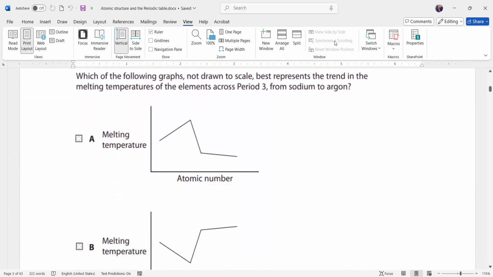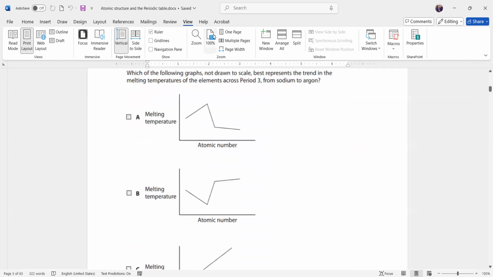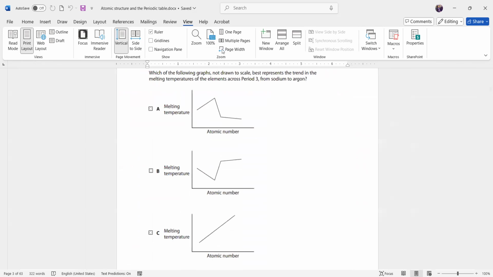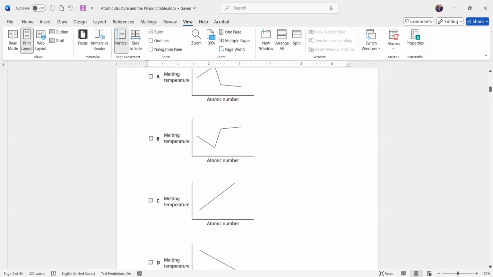Question 5. Which of the following graphs, not drawn to scale, best represents the trend in the melting point of elements across the period? What generally happens to the melting point? It increases for the first four and then it decreases. So which graph is the best representation of the melting point?